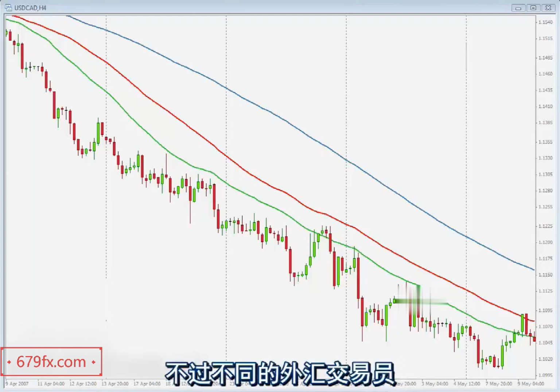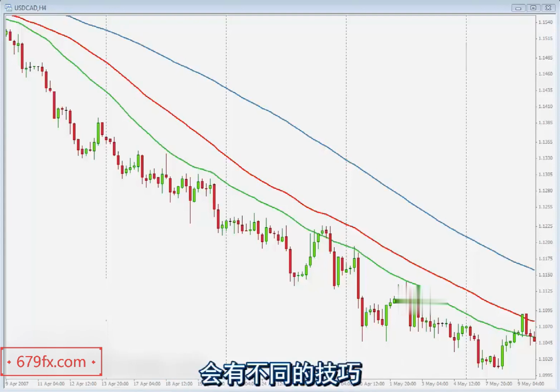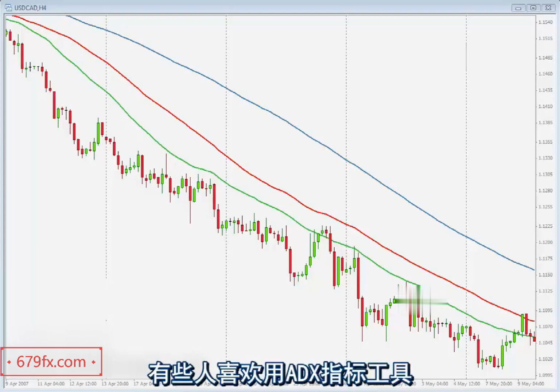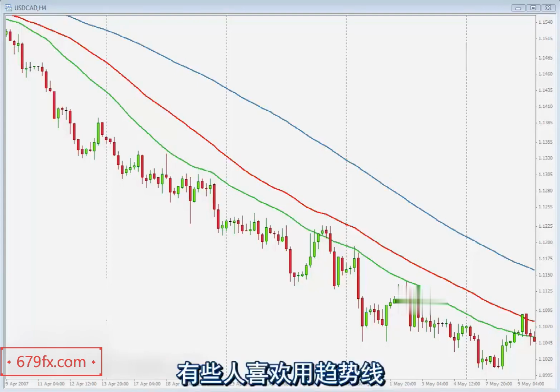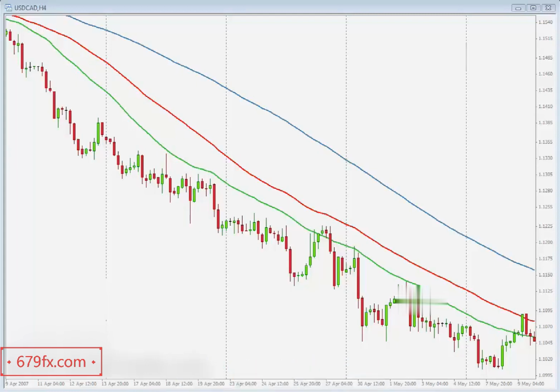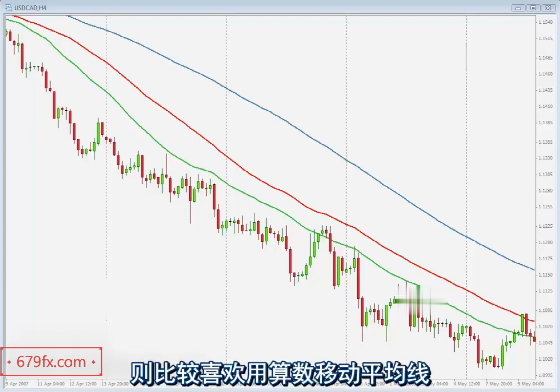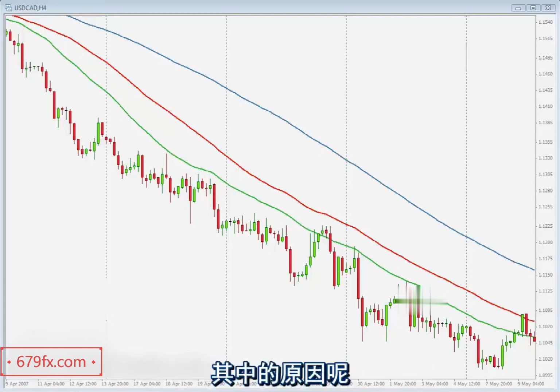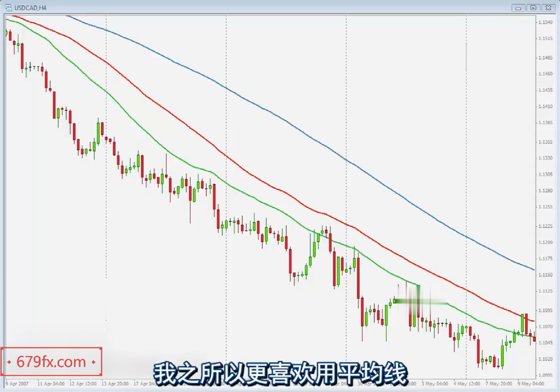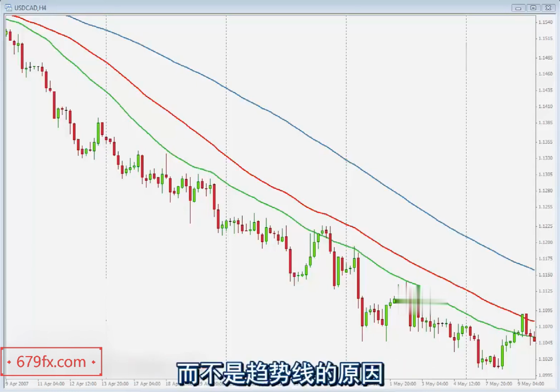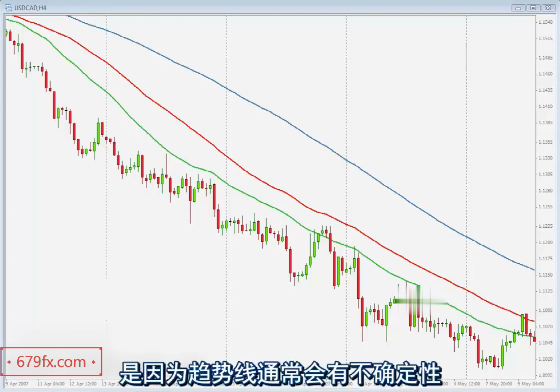You know, different traders use different techniques. Some of them use the ADX indicator. Some others use actual trend lines. I myself prefer to rely on actual moving averages. And the reason why I prefer moving averages over trend lines is because trend lines usually leave too many loose ends.